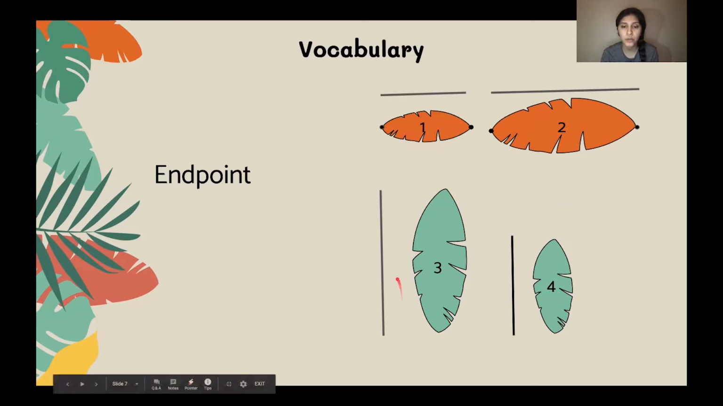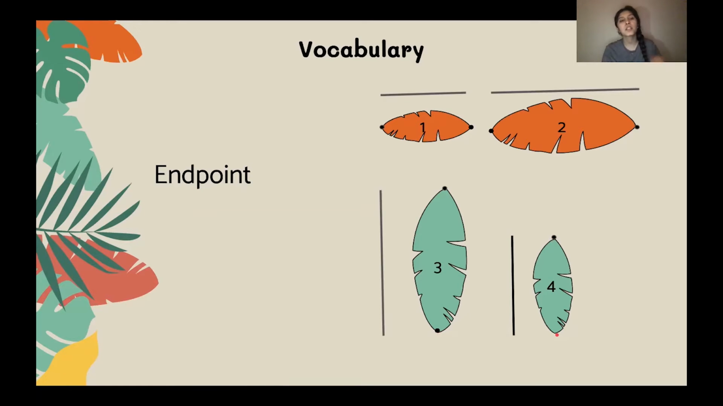Now, if you want to measure from bottom to top, or top to bottom, you have to have the points, one on top and one in the bottom. Right here, one on top and one in the bottom. So endpoints is where you're going to start measuring and where you end measuring, okay? And they could be from side to side, or they can be from bottom to top or top to bottom, okay?